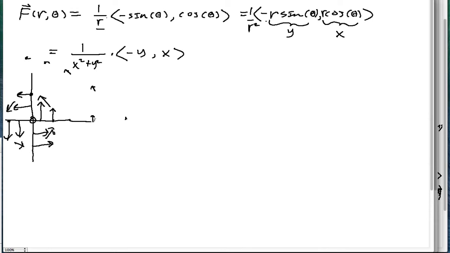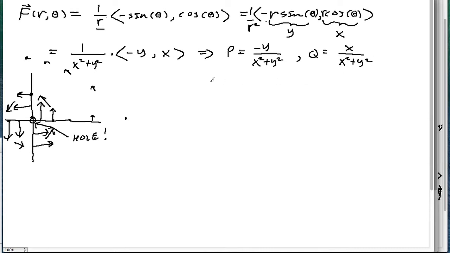Of course, that's going to play an important role because that's our hole. At the origin, we have a point where our vector field is not defined. It's discontinuous. And so that will play a huge role in the consequence of this vector field. All right, so our P in this case is going to be negative y over x squared plus y squared, and Q in this case is going to be x over x squared plus y squared.